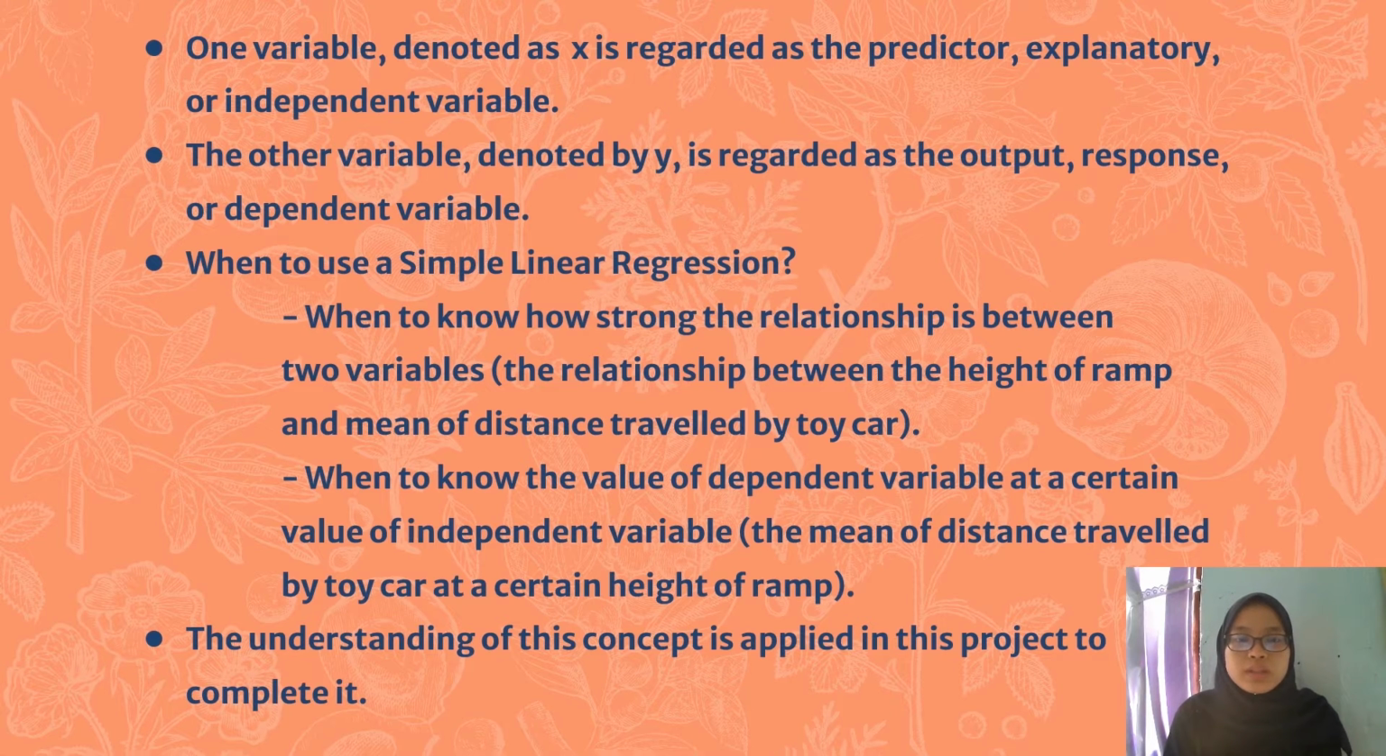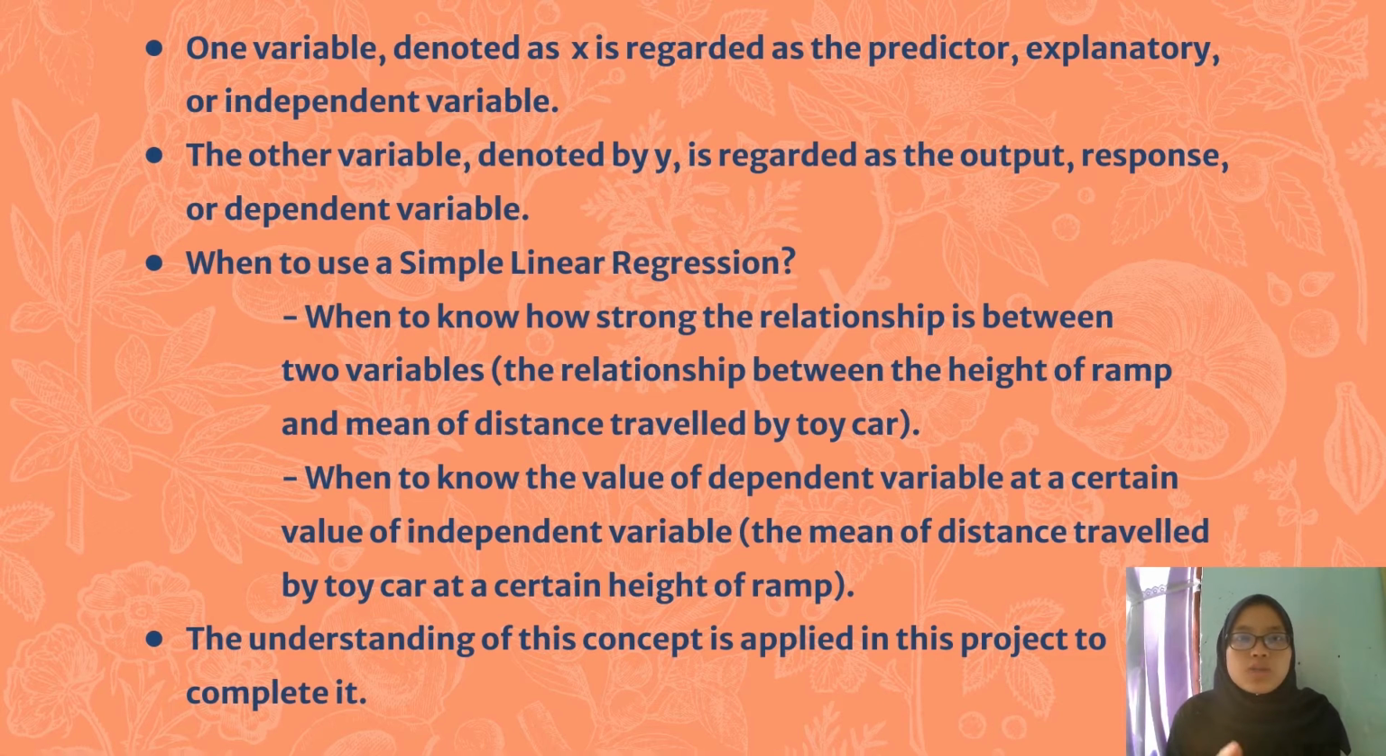So, one variable denoted as x is regarded as the predictor, explanatory, or what we call the independent variable, and the other variable denoted by y is regarded as the output, response, or dependent variable. When we want to use a simple linear regression, there are two conditions. The first one is when we want to know how strong the relationship is between two variables. In this project, we want to know the relationship between the height of a ramp and the mean distance travelled by toy car. So we use the simple linear regression.